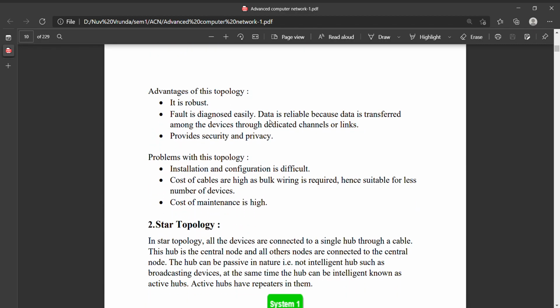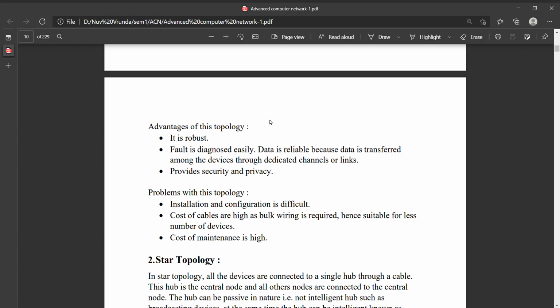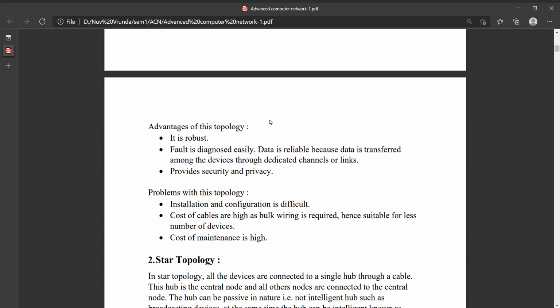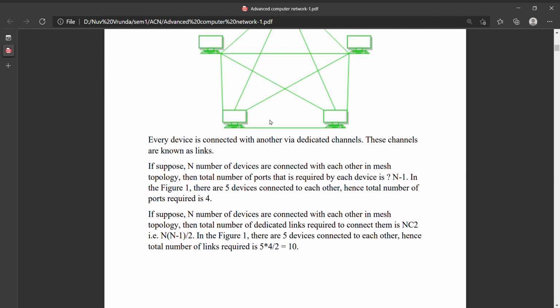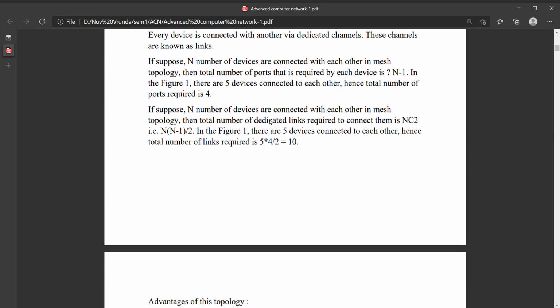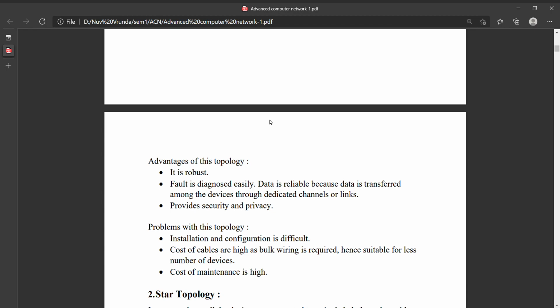Okay, the problems with this topology are that installation and configuration are difficult. Installation and configuration are difficult because more wires are required here compared to other topologies. It requires more physical connections, and the cost of cables is high, as bulk wire is required, hence it is suitable for a small number of devices. The cost of maintenance is high.